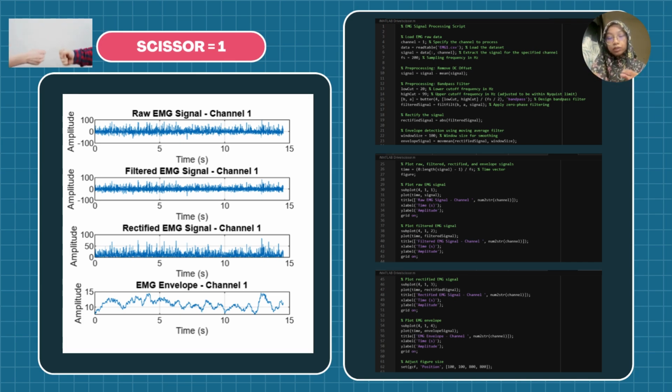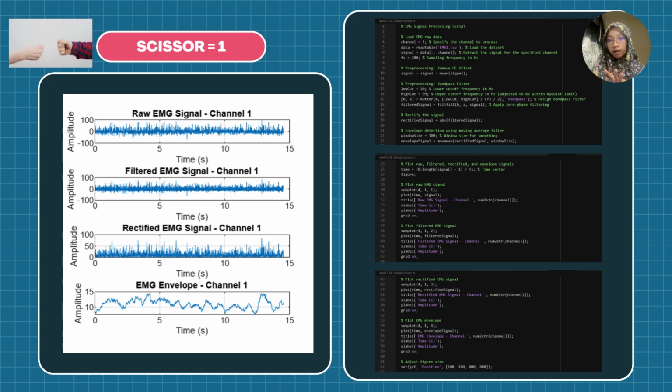This approach smooths the signals while preserving the key activity trends. The filtered signal is rectified by converting all the negative values into positive values. In the graph, we get the rectified EMG signals. This step ensures that all variations in the signals are positive, making the data easier to interpret.